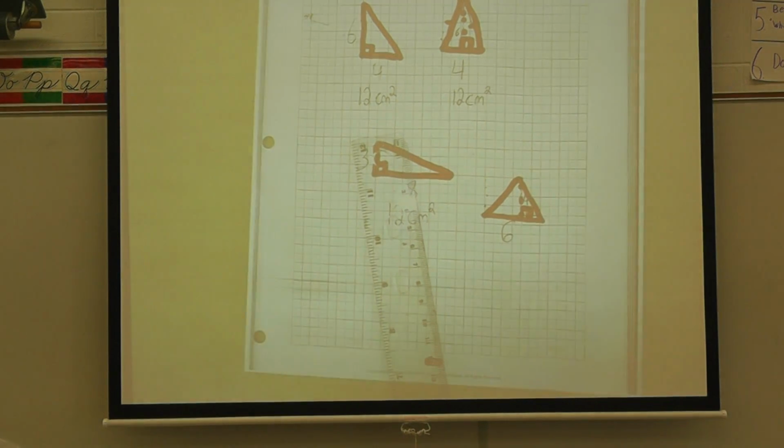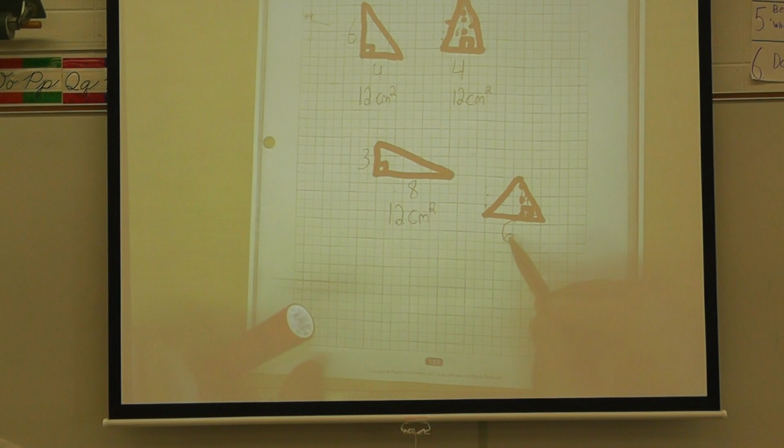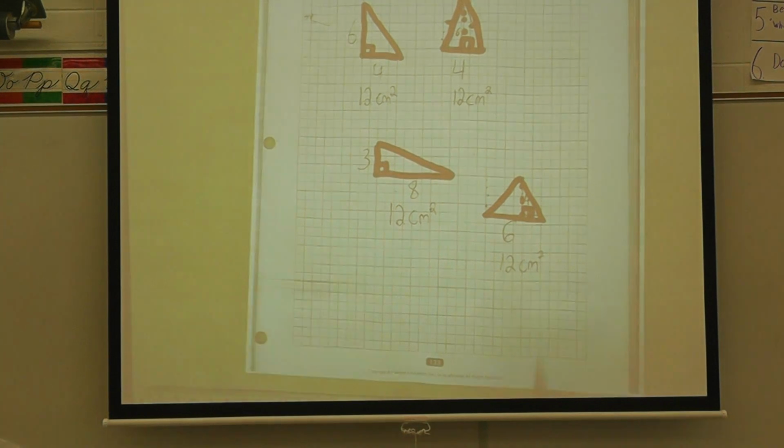A 90-degree angle. Not the neatest, but we can kind of see here. Our base is 6, our height is 4. 6 times 4 is 24, divided by 2, 12 centimeters squared. And again, don't forget to put that unit on there. You want to make sure that everyone can see what you're talking about in terms of how big or the size of your triangles. So this would be 12 centimeters squared. They have the same area.